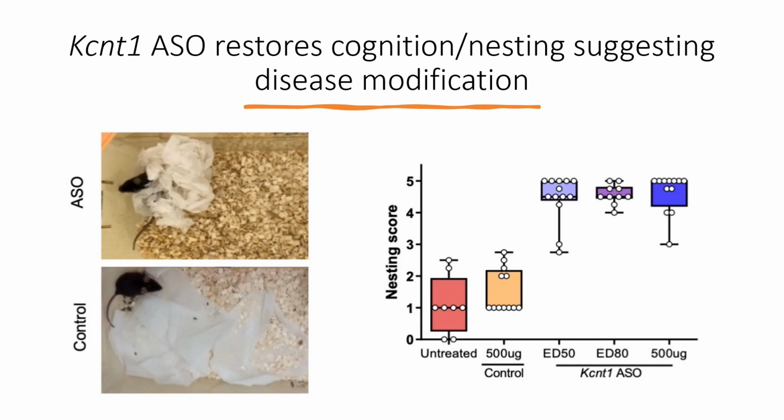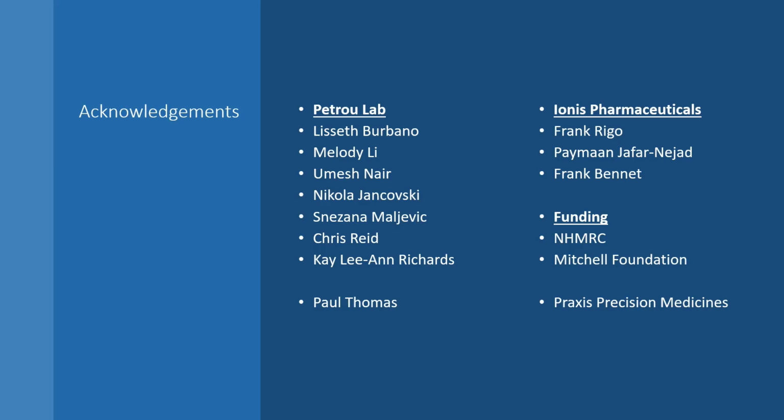And really remarkably, we saw a reversal of this cognitive effect of the nest building. We can see the top animals ASO treated, mutant animals building nests, control ASO, no effect, and this is summarized here in this graph. Untreated animals, a control ASO, poor nest building, all the three different doses giving a very similar improvement in this ability to build nests identical to wild type, showing that we can get both cognitive and seizure protection.